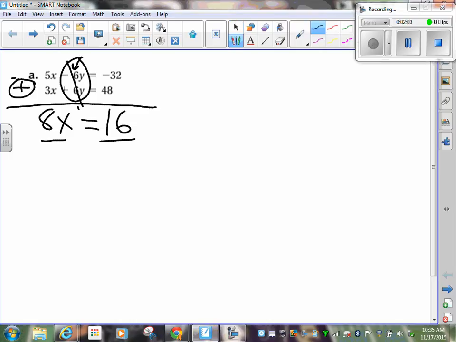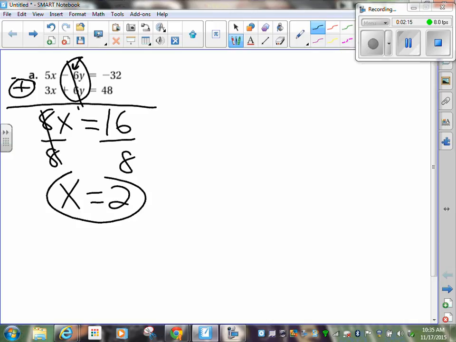8x equals 16. What are we doing with a number next to a letter? Divide. Excellent. Divide both sides by 8, and I get x equals 2. I am partway done, so I'm just going to go down here. This is my x, this is my y, and I'm going to put 2 right there.